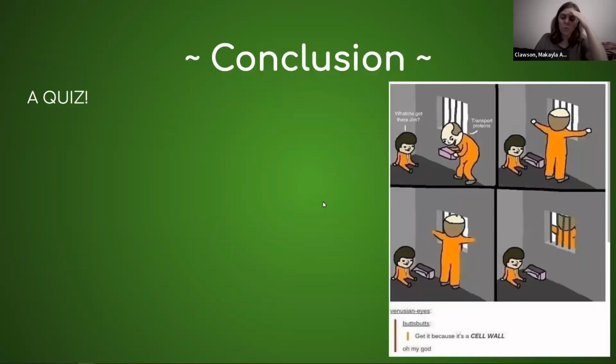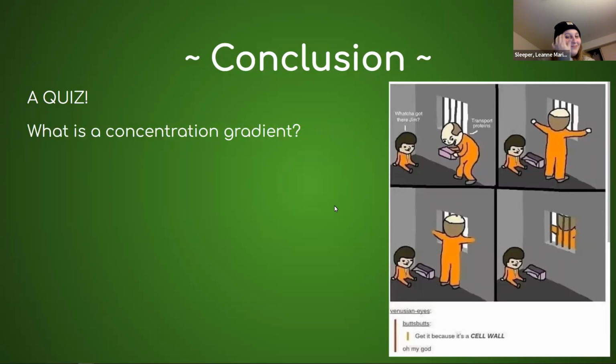Wait, what? A quiz? Yeah, we need to make sure you have all the information solidified in that good old noggin of yours. So what is a, Osmosis! No, it's what is a concentration gradient? I think it's the difference in concentration between two substances.